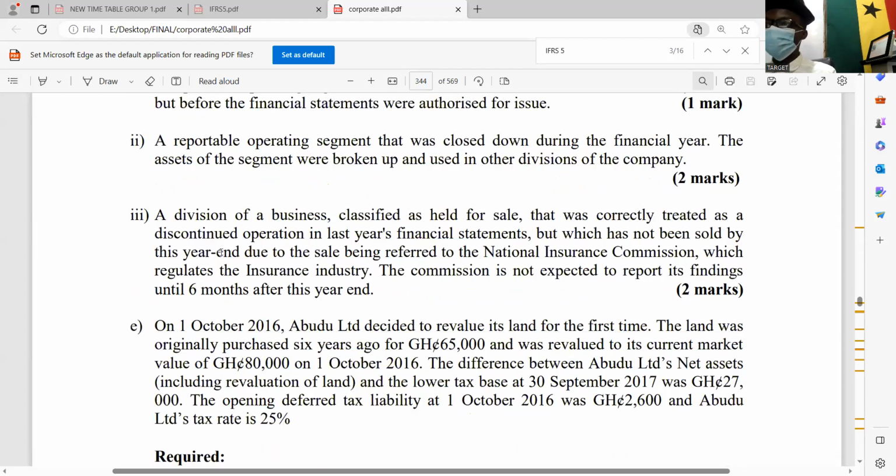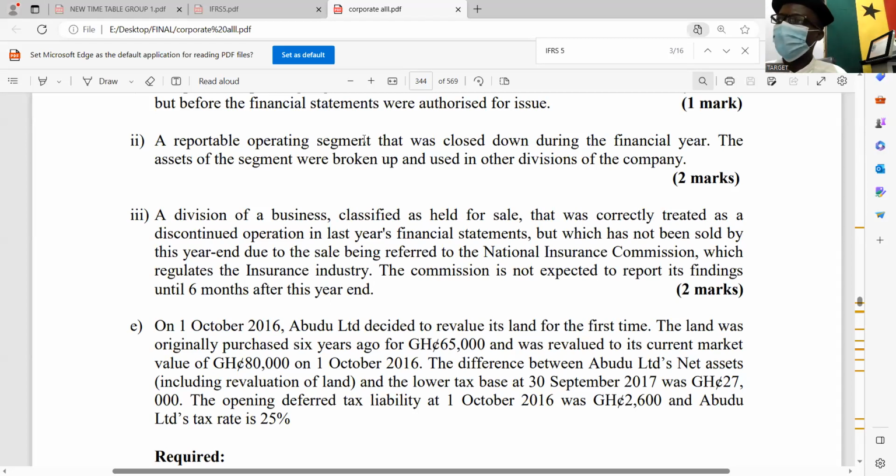It says that a division of a business classified as held for sale, that was correctly treated as a discontinued operation in last year's financial statements, has not been sold by this year end due to the sale being referred to the National Insurance Commission, which regulates the insurance industry. The commission is not expected to report its findings until 6 months after this year end. So can they still classify it, or should they do reclassification?